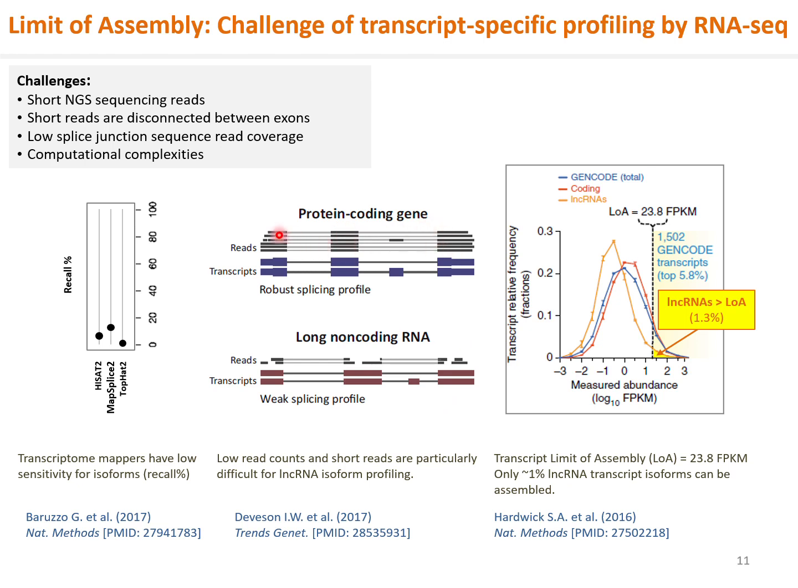The read counts required for transcript isoform assembly is called the limit of assembly, or LOA, which has been experimentally determined to be 23.8 FPKM, using sequencing spike-in reference. Very few lncRNA isoforms, only 0.3%, reach this level. That is, only the yellow area under the lncRNA orange curve can be assembled.